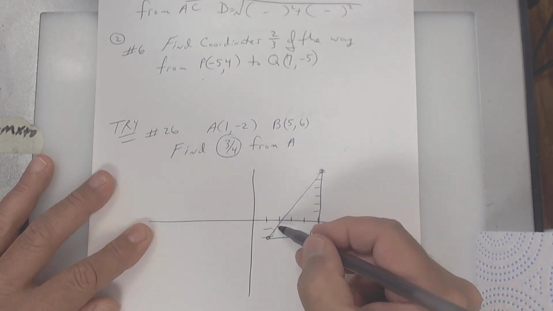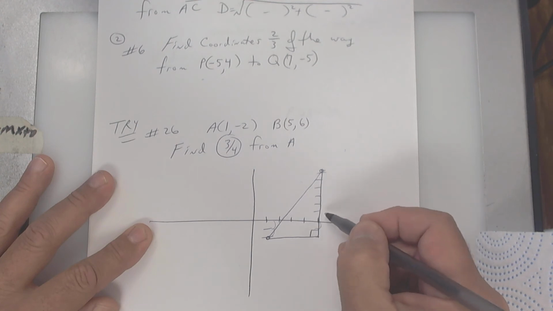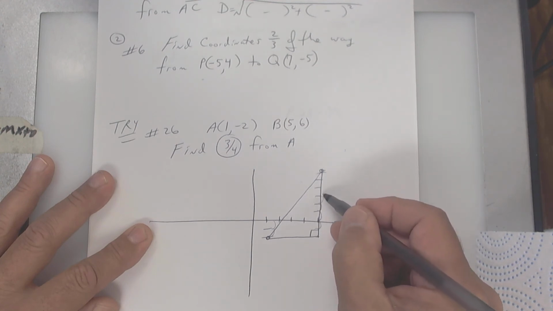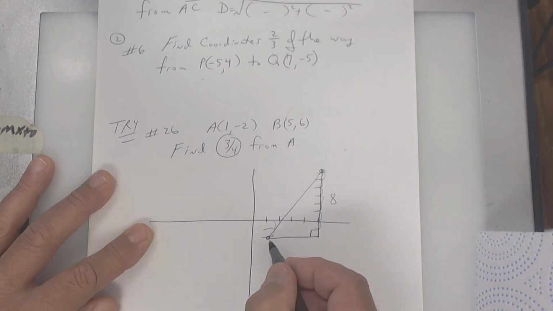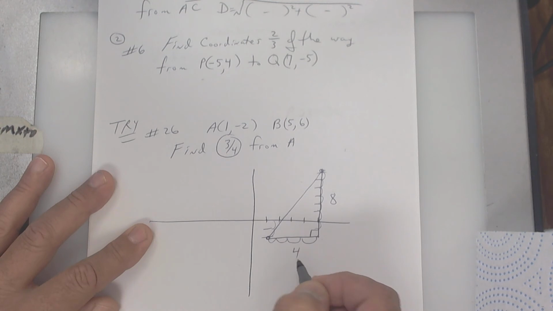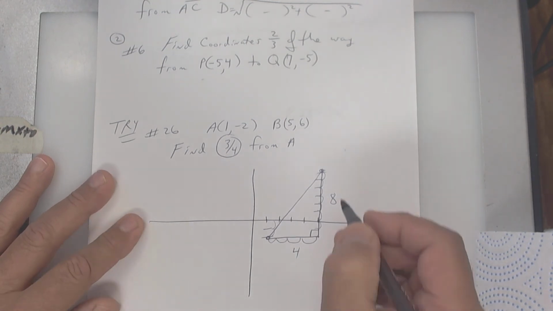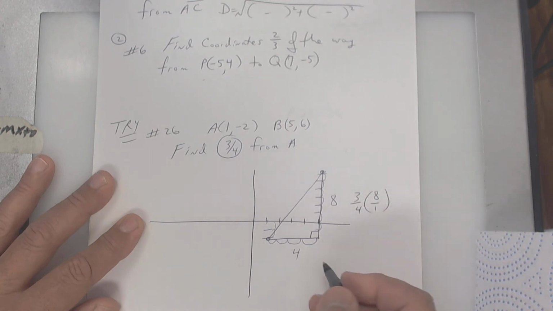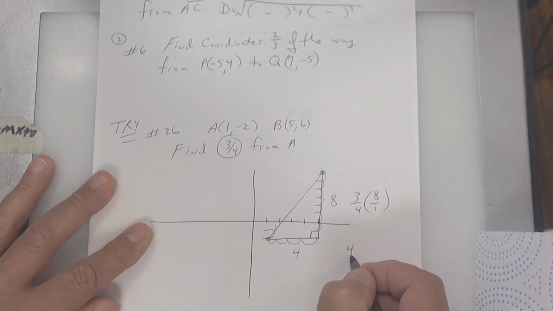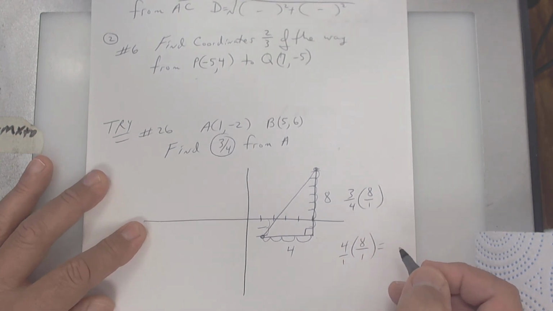So this is 1, 2. So 1, 2, 3, 4, 5, 6, 7, 8. So this is 8 steps. This one is 0, 1, 2, 3, 4 steps. Okay? And then you want to do 3/4 of that. So it's 3/4 times 8 over 1. And this one right here is going to be 4 times 8 over 1, or 4 over 1. So that's going to be 32.